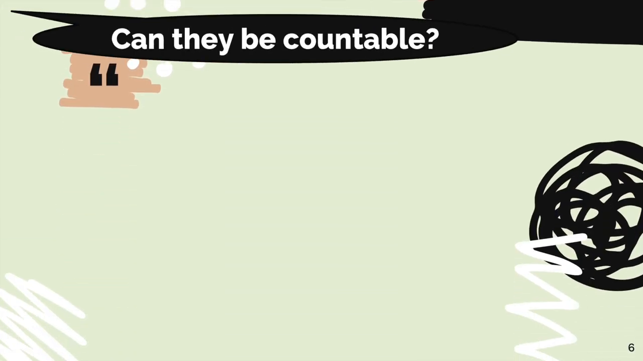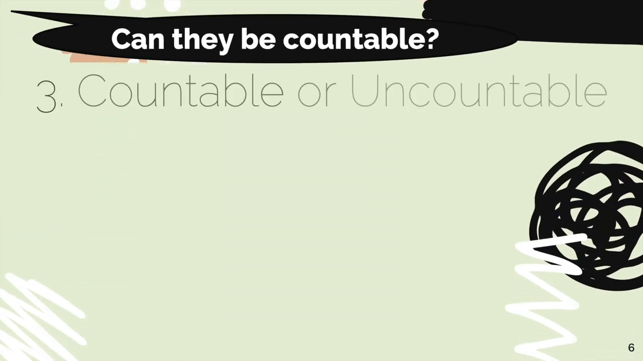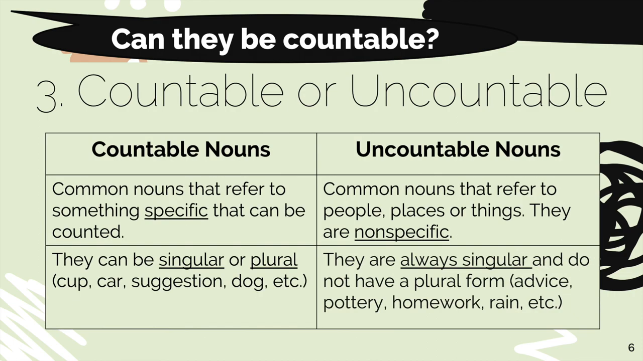Third question. Can they be countable? Of course, they can be countable or uncountable. So the countable nouns are the common nouns that refer to something specific that can be counted. They can be singular or plural, like cup, car, suggestion, dog, etc. Uncountable nouns are common nouns that refer to people, places, or things. They are non-specific. They're always singular and do not have a plural form, like advice, pottery, homework, rain, etc.